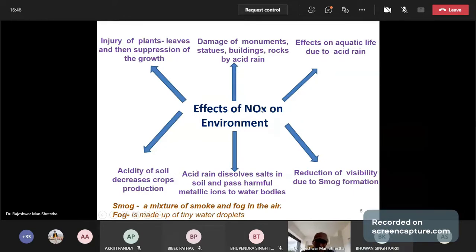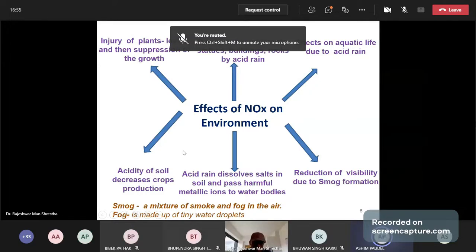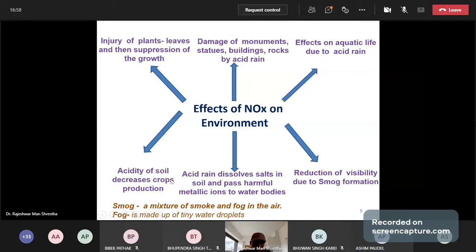When nitrogen dioxide is present in the atmosphere, it reacts with water to form acid, which increases the acidity of soil. And when soil becomes acidic, that will decrease crop production. And acid rain dissolves the salts present in the soil, like salts of cadmium and lead, and from these salts, heavy metal ions like lead, cadmium, and nickel ions will pass into water bodies, and that will make life difficult for the water bodies.